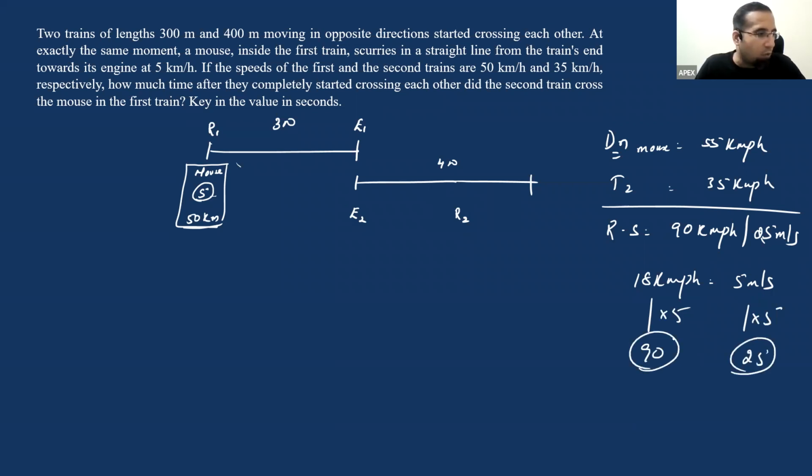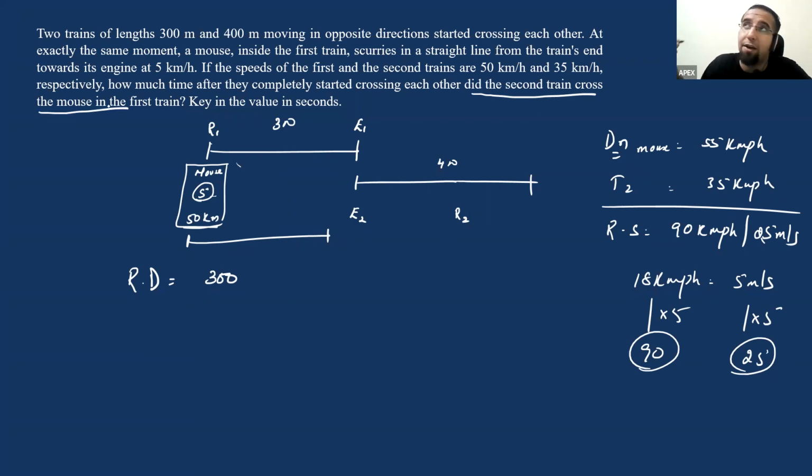Clear, guys? Now, when I move forward with it, please understand the second train and the mouse is at the end of this. So relative distance, I repeat, relative distance is equal to the length of the second train, that is 300. At the same time, the second train has to cross the mouse. Look at this. Did the second train cross the mouse? If the second train is crossing a pole, the distance covered is equal to the length of the second train. So therefore, that becomes 400.